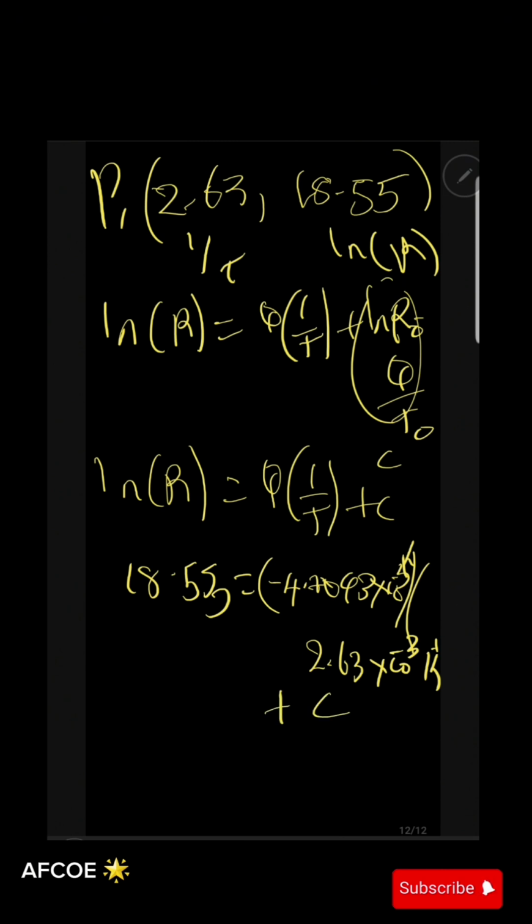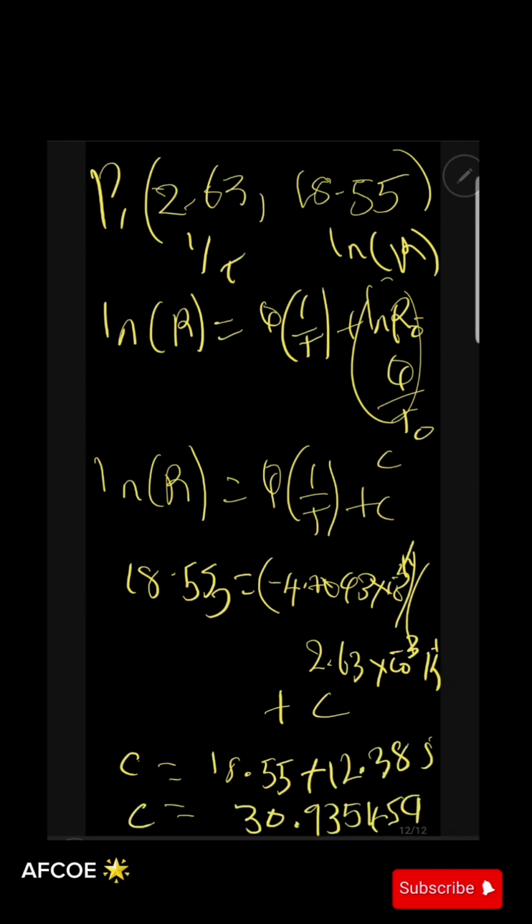our c. So now we just make our c the subject, and so our c will now be equal to 18.55 minus this. So let me take my calculator and do it. Okay, this is the value I got for c. C is equal to 30.935459, something like that.